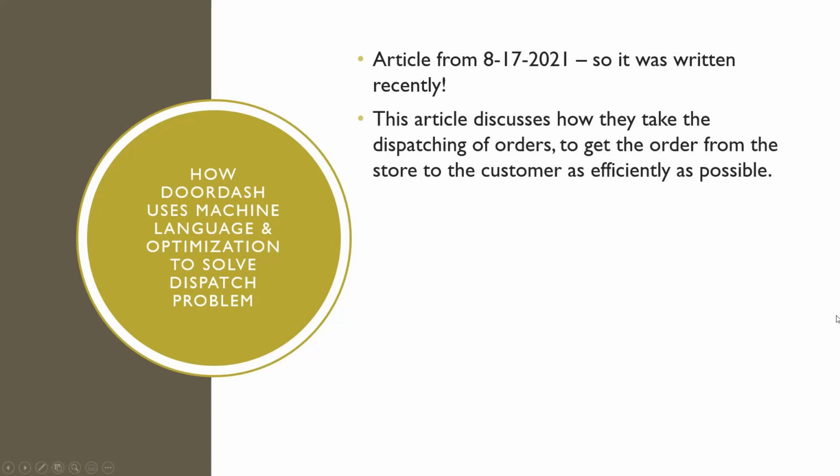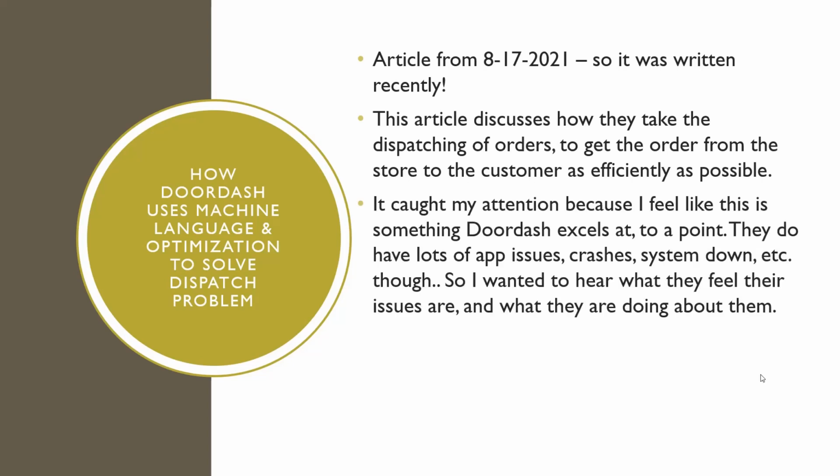The article discusses how they take the dispatching of orders to get the order from the store to the customer as efficiently as possible. It caught my attention because I feel like this is something DoorDash excels at to a point. They do have a lot of app issues, crashes, system down, etc. I wanted to hear what they feel their issues are, what they are doing about them, and how they go about dispatching the orders. And that's exactly what this article was about.